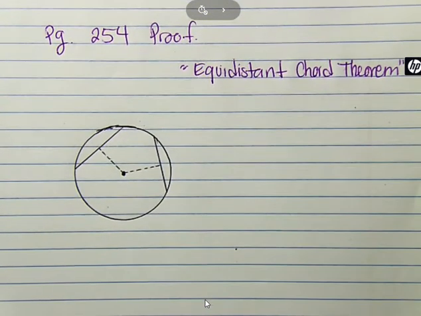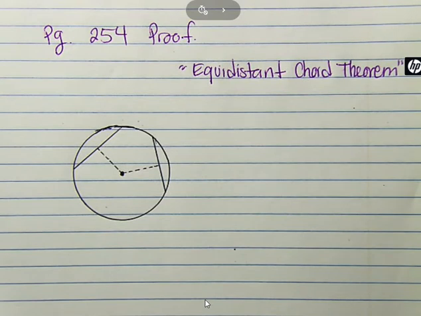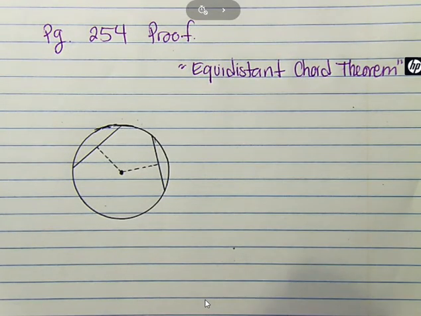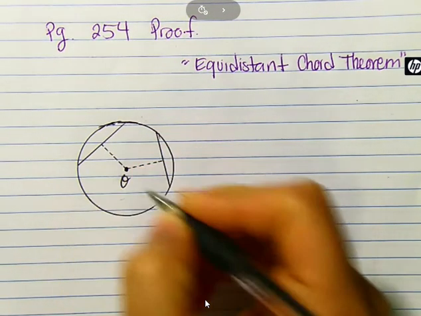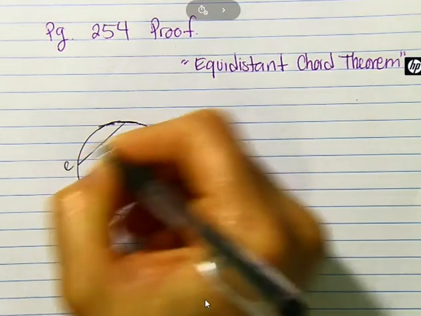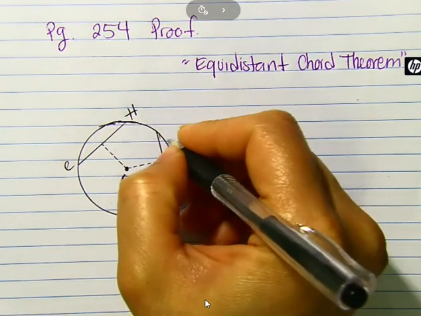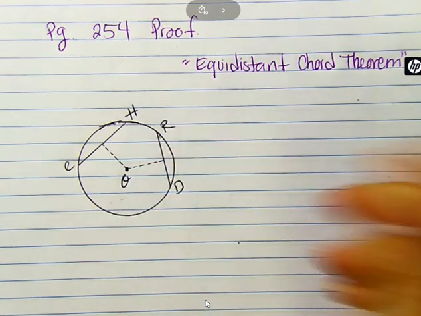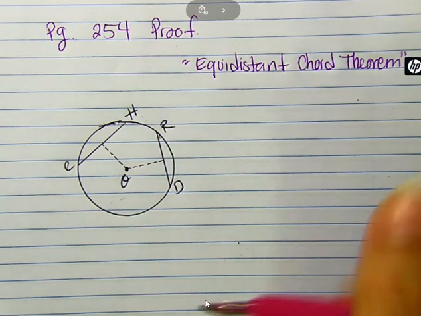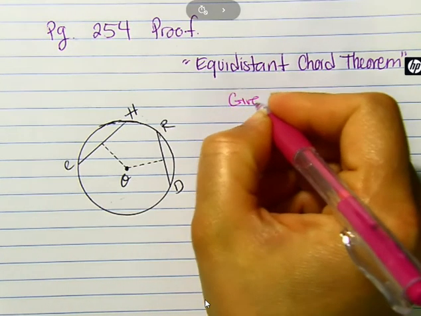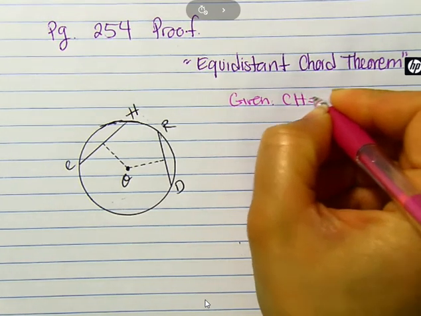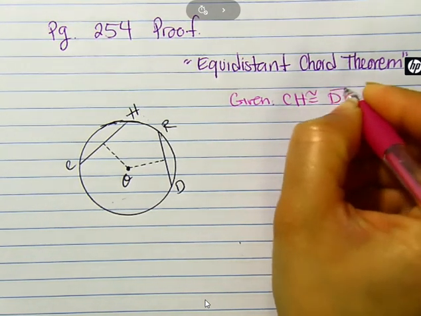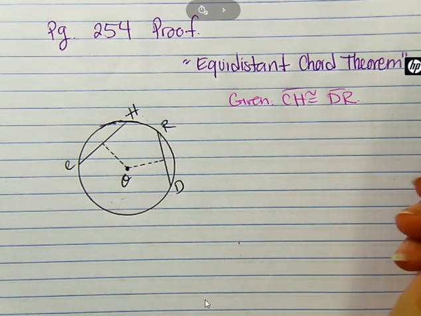Alright, you guys, so here we go. We're going to begin with the next proof on page 254, the equidistant chord theorem. So we are given in this proof circle O again, and two chords, CH and chord RD. And we know again our given statement is that CH is congruent to DR. So we've got two chords in this circle being congruent to one another.